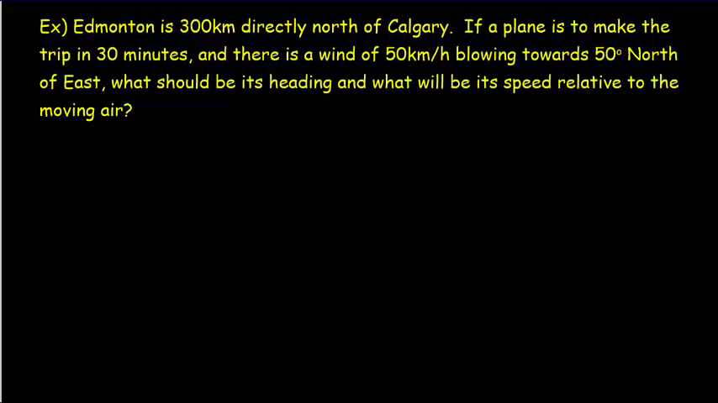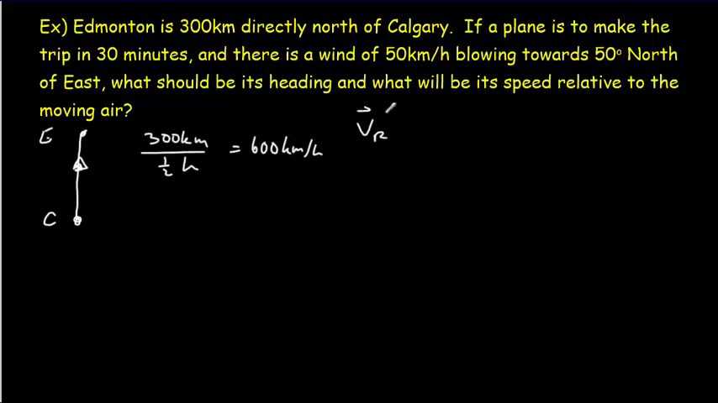The first thing that we need to do is to figure out our resultant vector. Everything's kind of backwards in this one. We're going to go from Calgary up here to Edmonton, and it's going to be due north, and the speed that he's going to have to travel at is going to be 300 kilometers in half an hour. In other words, 600 kilometers per hour. So we already know the resultant vector. The VR is going to be 600 kilometers per hour at due north. So he's got to end up going due north.